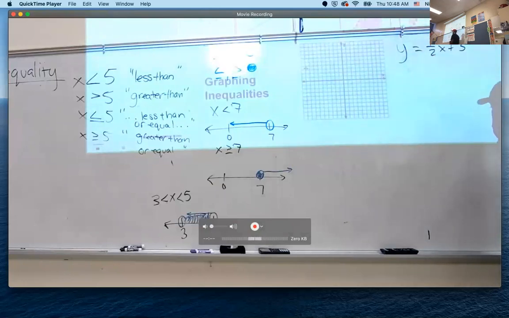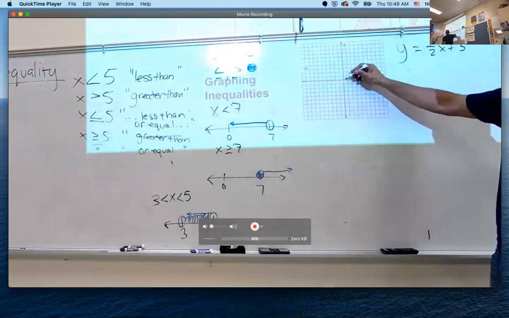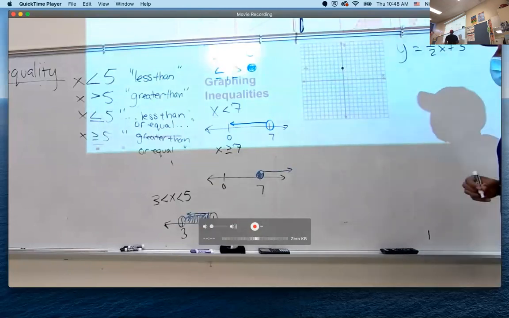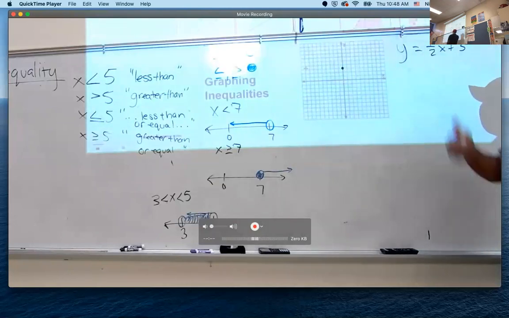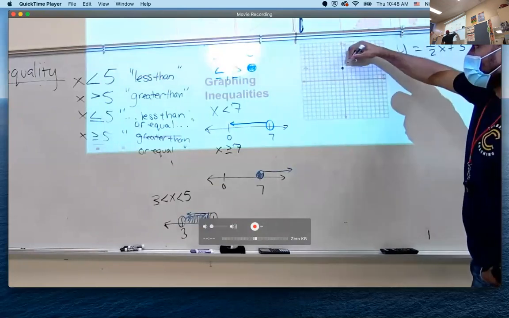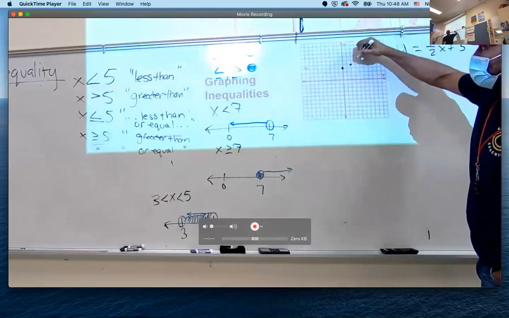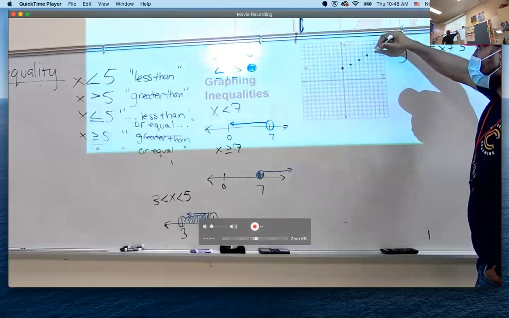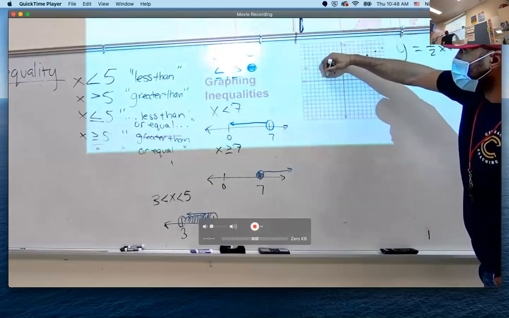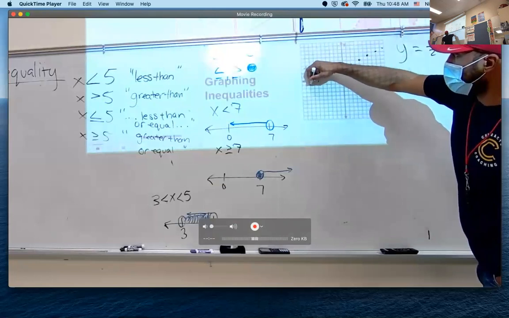How do I graph an inequality? The same way you do an equation. Where do you start? At 3. So 1, 2, 3. Where do I go? Up one. All right, 2. Good. Up 1, right 2. I keep going. And I do the same thing this way. I just go opposite.